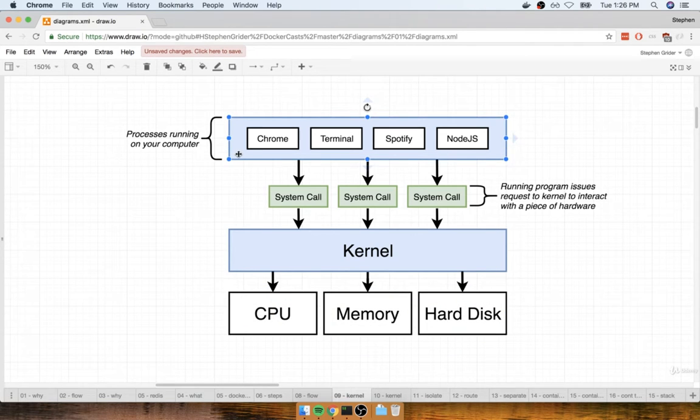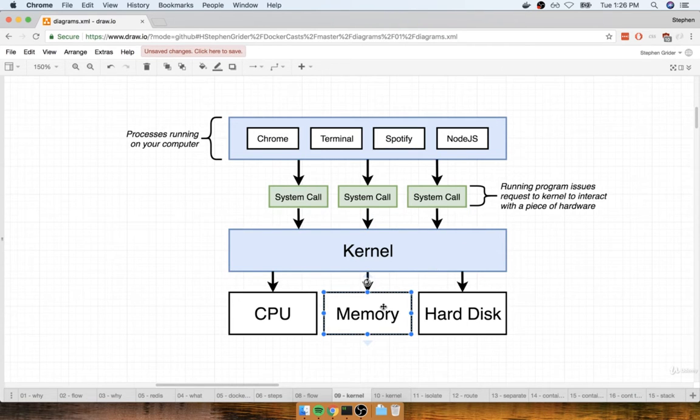So up here at the top of this diagram, we have different programs that your computer is running, such as Chrome or Terminal, Spotify, or Node.js. If you've ever made use of Node.js before and you've written a file to the hard drive, it's technically not Node.js that is speaking directly to the physical device. Instead, Node.js says to your kernel, hey, I want to write a file to the hard drive. The kernel then takes that information and eventually persists it to the hard disk.